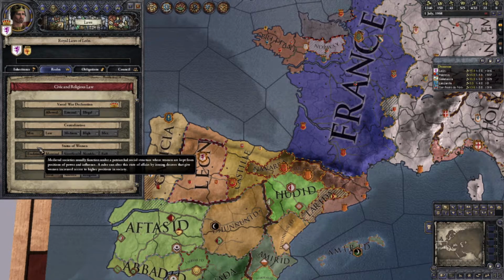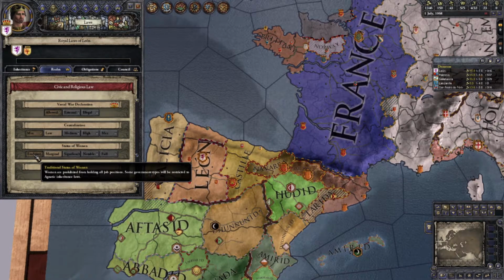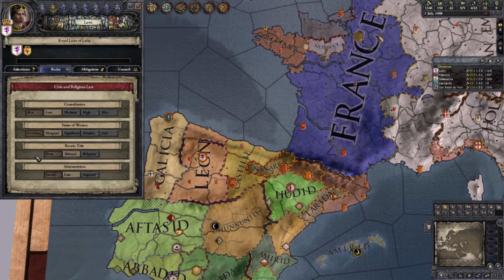The status of women. Medieval societies usually function under a patriarchal social structure, where women are kept from positions of power and influence. A ruler can alter this state of affairs by reading books, by issuing decrees that give women increased access to higher positions in society. Currently traditional. Women are prohibited from holding all job positions. Some government types will be restricted to agnatic inheritance laws.